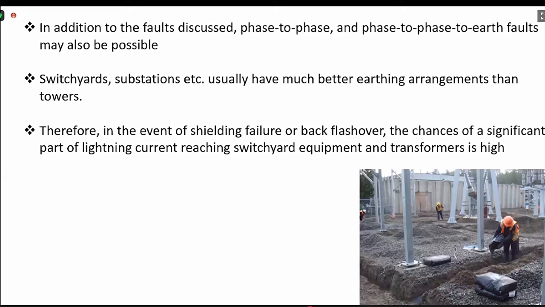So don't forget that. There are two things we are talking about here: shielding failure and flashover. Flashover, back flashover, then shielding failure. These are two things. Shielding failure means the lightning step leader bypasses the shielding wire and gets attached to a phase wire. Flashover or back flashover is an arcing across a transformer coil or an insulator. All shielding failures may not give rise to such flashovers. Okay?